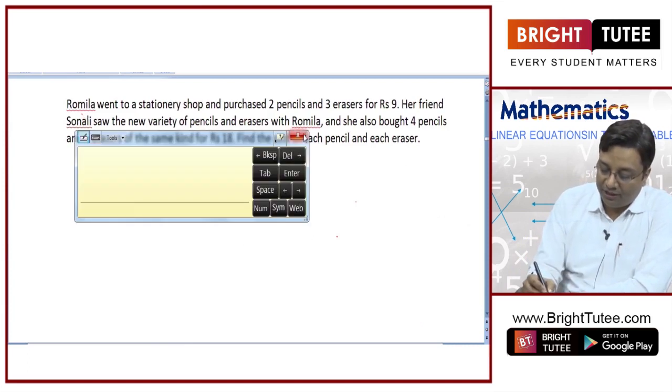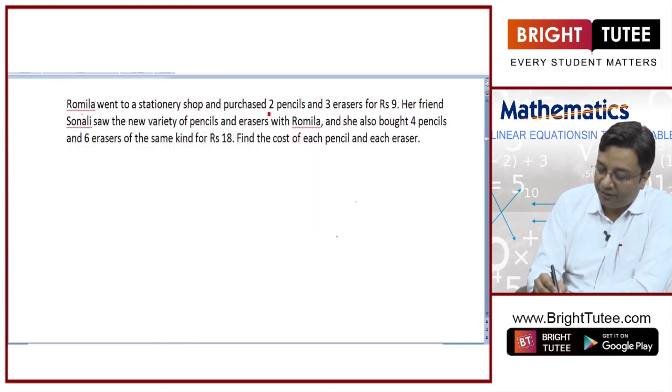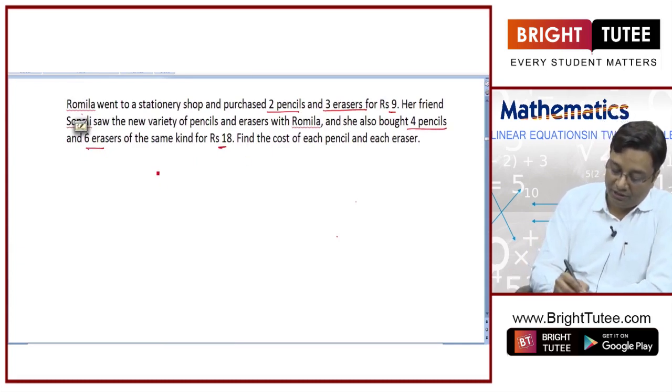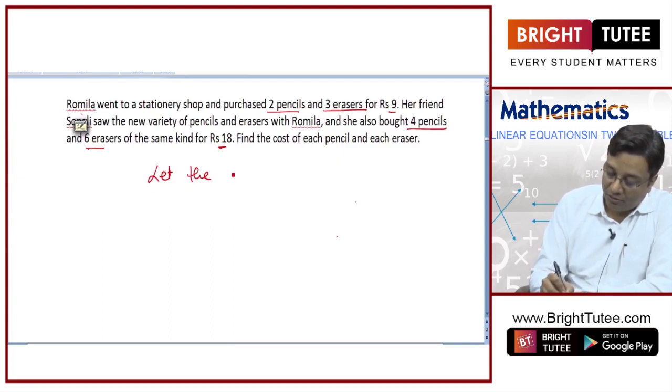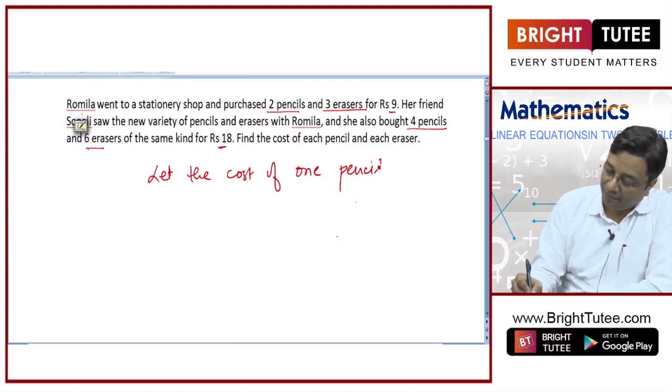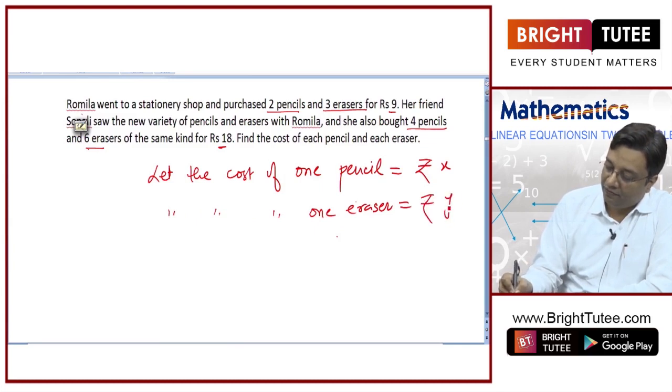So Romila went to a stationery shop and purchased 2 pencils and 3 erasers for ₹9, and her friend purchased 4 pencils and 6 erasers of the same kind for ₹18. So we can make 2 equations, assuming let the cost of 1 pencil be ₹x and the cost of 1 eraser be ₹y.